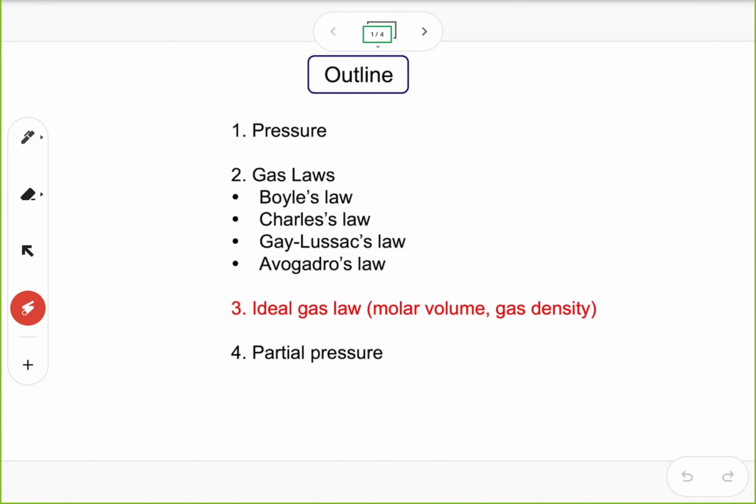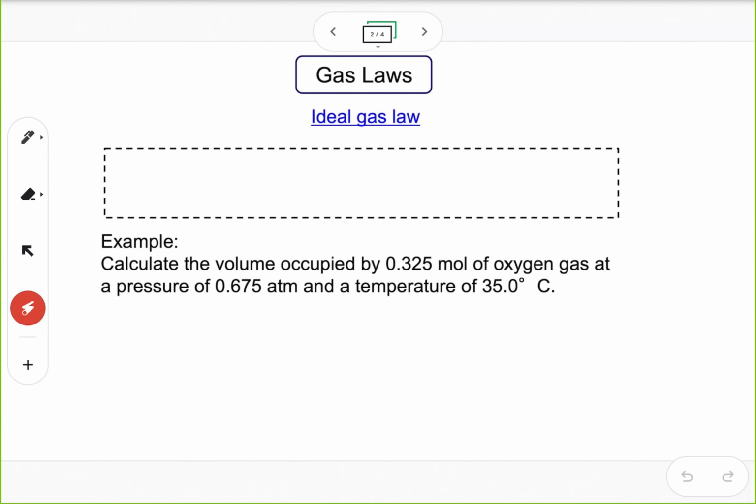Okay, folks, in this video, we're going to talk about ideal gas law, the third topic of chapter 10. Let's take a look at what ideal gas law is. Previously we talked about 4 sub-gas laws. Let's just do a quick review.